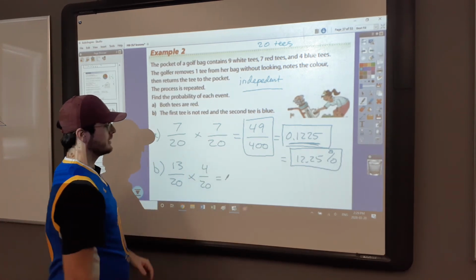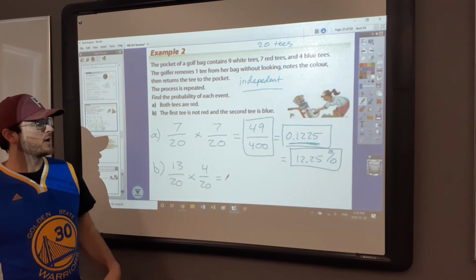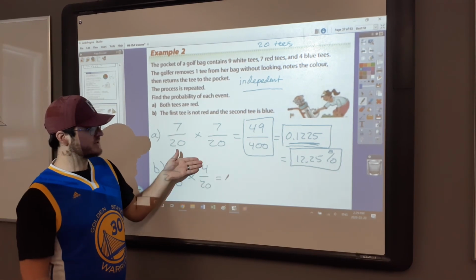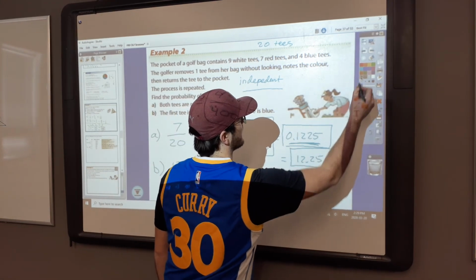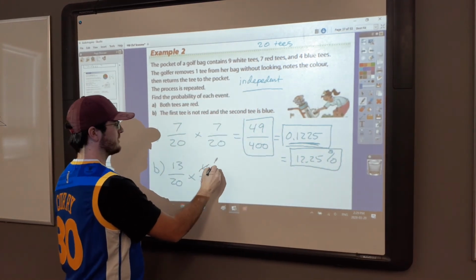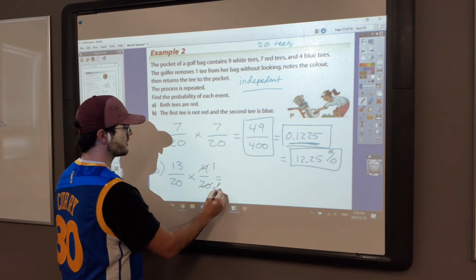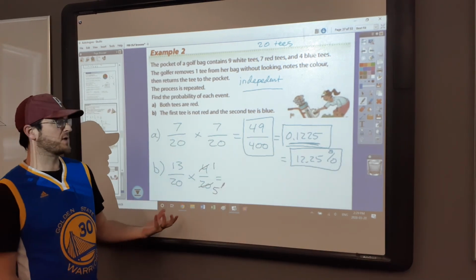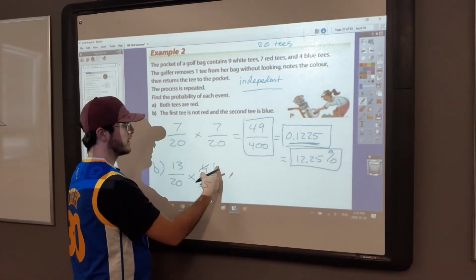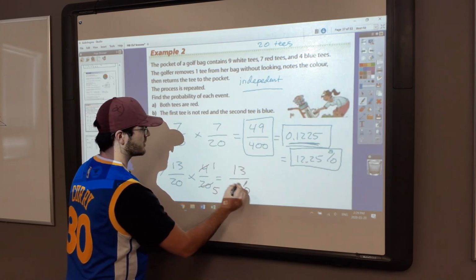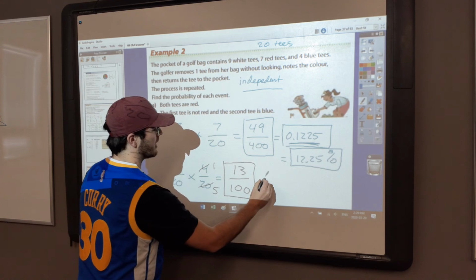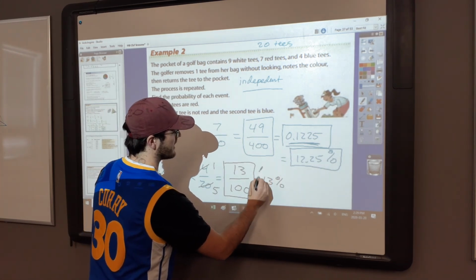Now, you can just multiply tops, multiply bottoms, but it's nice if you put this in lowest terms. 4 out of 20, you can cancel that out. You can divide both sides by 4. What this does is it simplifies before we actually make the calculation. It makes the calculation a lot easier to make. So 13 out of 100, or 13% actually.